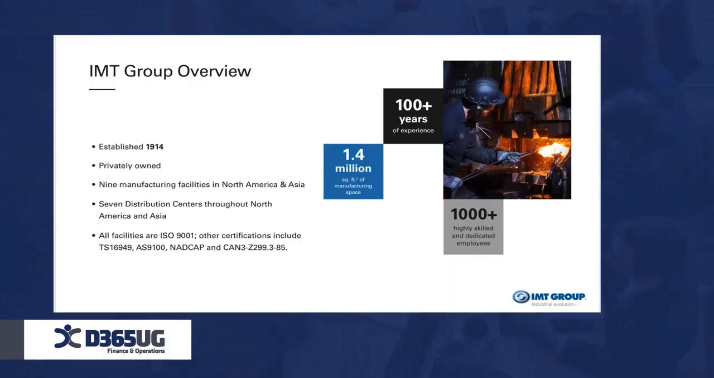A little bit of information about the company I work for. We at IMT Group were established in 1914. We have over 100 years of experience. We have 1.4 million square feet of manufacturing space. We have more than 1,000 employees. We are privately owned. We have 9 manufacturing facilities in North America and Asia, 7 distribution centers throughout North America and Asia. We have all the required certifications for running a manufacturing facility or manufacturing plant.